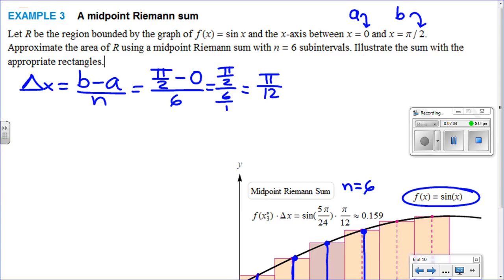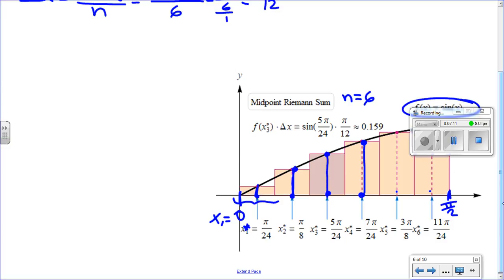So then, from here, going back to the drawing, we know that this is the width, actually the base, of every single rectangle, because all of our rectangles are supposed to be of the same length. So here's delta x, delta x, delta x, and so on. Now we have the base, or the width, of each rectangle. To find the height, we're going to be using the formula.